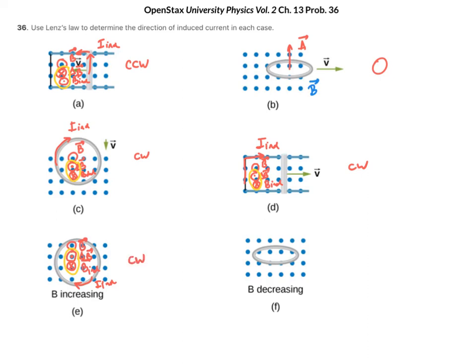In part F, it looks very similar to part B, where I have an area in this direction and the magnetic field is coming out, so the angle between the area vector and the magnetic field is 90 degrees. Let me just write this here. Area is perpendicular to the magnetic field, so there will be no induced current, so current is 0.